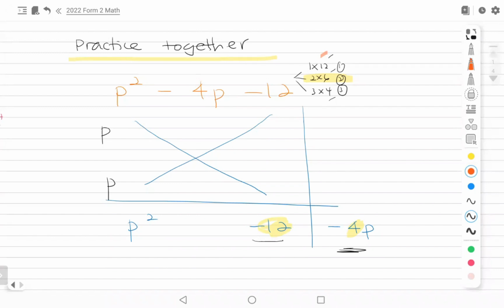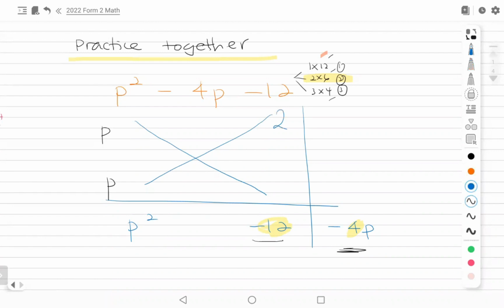The third pair also cannot. 3 plus 4 is 7, and 4 minus 3 is 1. So we couldn't make it to 4. So don't choose the third pair. Is that okay now? Is it better? Okay, so we choose 2 and 6.